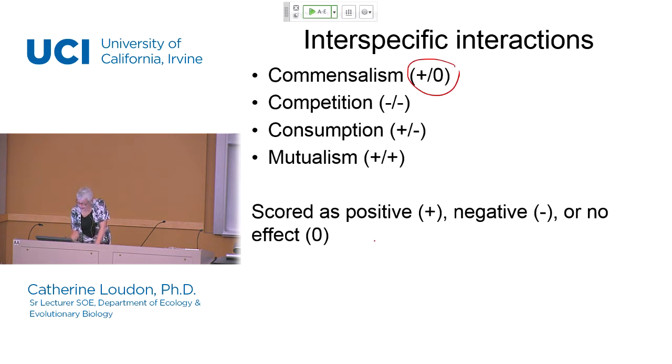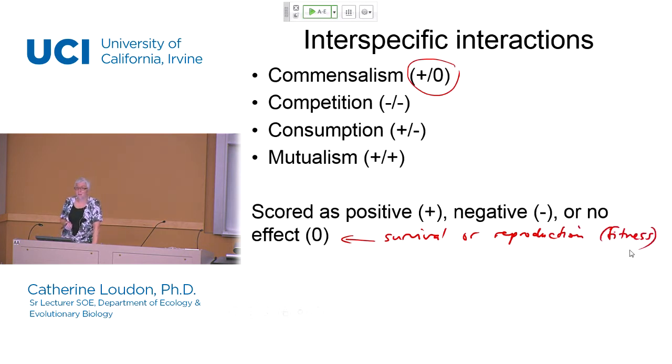And what is it exactly that's being scored? Survival or reproduction or fitness? Because ultimately, of course, fitness is the relevant currency here. And so survival or reproduction of the 2 interacting species is what's being compared here. Commensalism, competition, consumption, or mutualism are 4 of the main different kinds of ways in which species can interact.